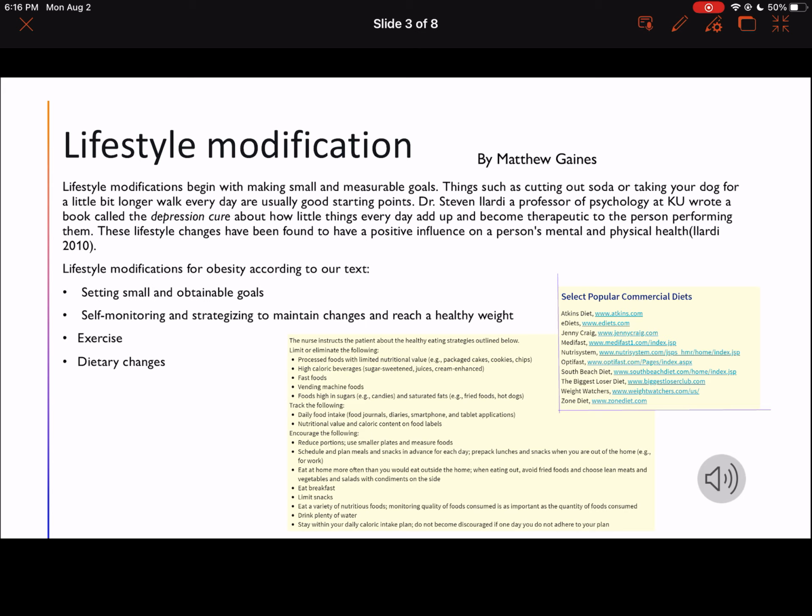The last type of lifestyle modification is dietary changes. These vary per diet, and not every diet is right for every person. But the main goal of these dietary changes is to put the dieter into a healthier lifestyle and a routine that they can follow.